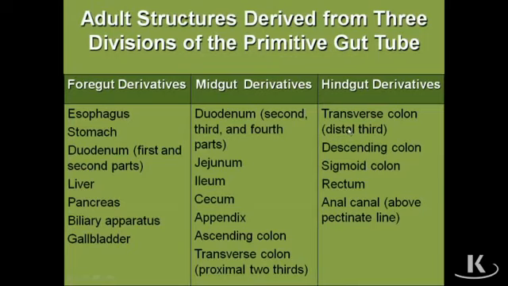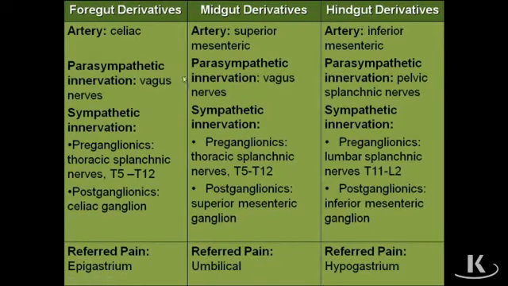Now, not only does the knowledge of which part of the gut tube gave rise to the organ tell us something about the blood supply, but it turns out it tells us some other things as well. So, looking at this chart, the first entries say what we've already said, that the artery for the foregut is the celiac, the artery for the midgut is superior mesenteric, the artery for the hindgut is the inferior mesenteric. So since we now know which organs come from which part of the gut tube, we know what their blood supply is.